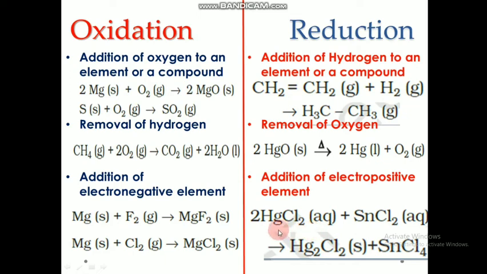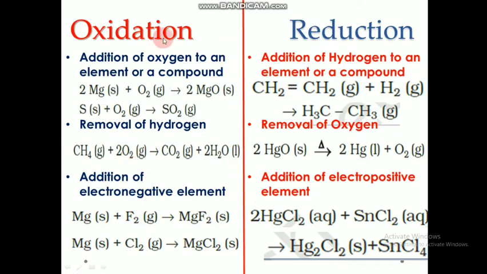In case of reduction, HgCl2. So Hg, the mercury, is an electropositive element. With chlorine, in the reactant part, it is HgCl2. In the product part, it is Hg2Cl2. So one more Hg, or one more electropositive metal, is being added to chlorine. So we can tell Hg is becoming reduced to Hg2Cl2 as an electropositive element is getting added. So addition of electropositive element is reduction, addition of electronegative element is oxidation.